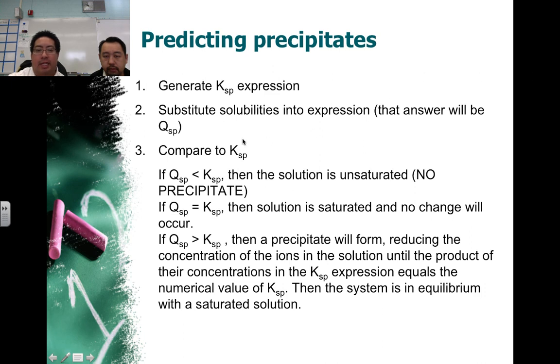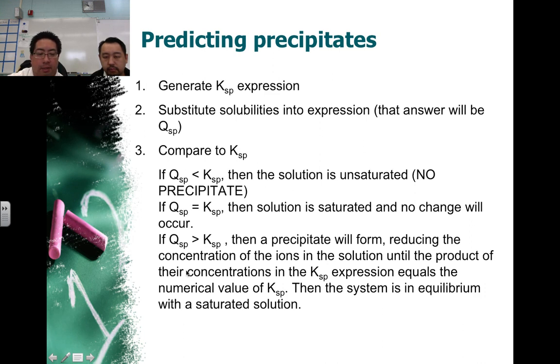Because we don't know whether or not this is an actual KSP situation, we call it QSP, because we don't know. Right, questionable. And then what we do is we take the QSP using the KSP equation and compare it to our actual KSP value.